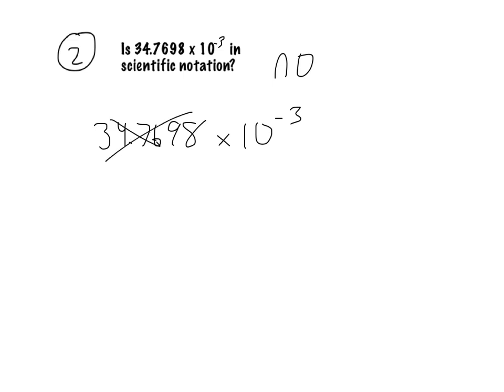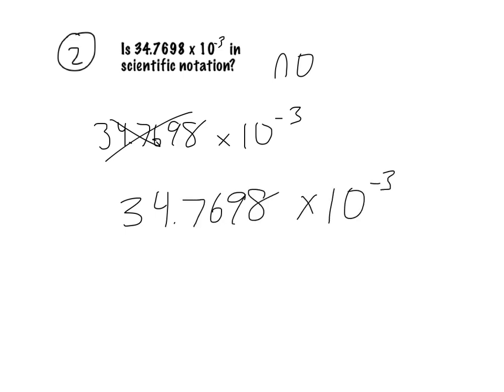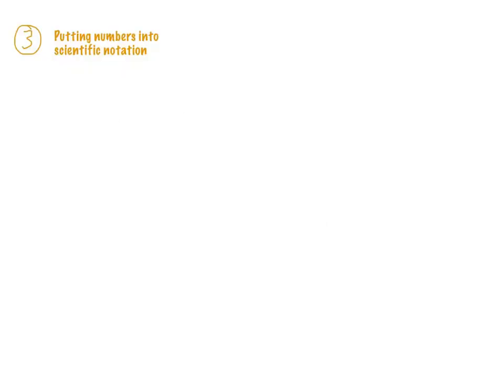Now, if you had, I'll rewrite it, 34.7698 times 10 to the negative 3, is that an actual number? Yeah, actually it is, okay? That is a real number, but it's not in scientific notation. So what we're going to learn next is how to put things into scientific notation.